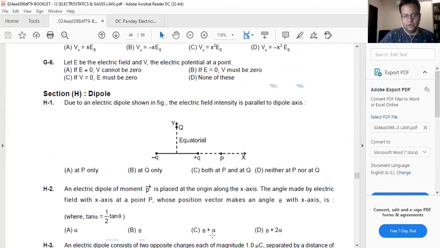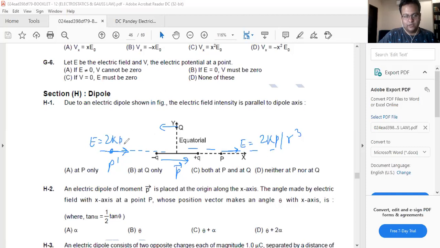We have to find the electric field intensity parallel to the dipole axis. Where will the electric field be parallel to the dipole axis? The dipole moment is like this, so at all the axial points, the electric field is along the dipole axis. At P and at P dash, they are both along the dipole moment, and at the equatorial points, it is opposite to the dipole moment. How much is the value? This is 2kp by r cube. This is also 2kp by r cube.